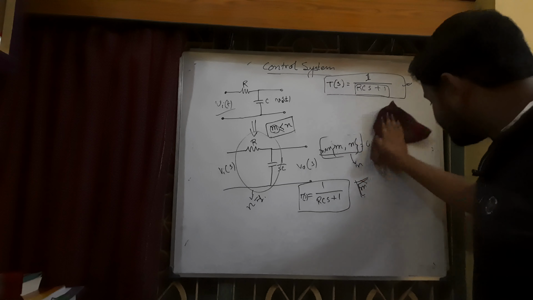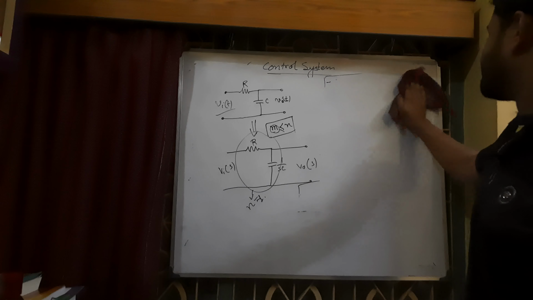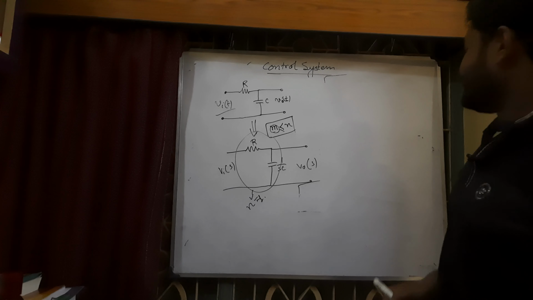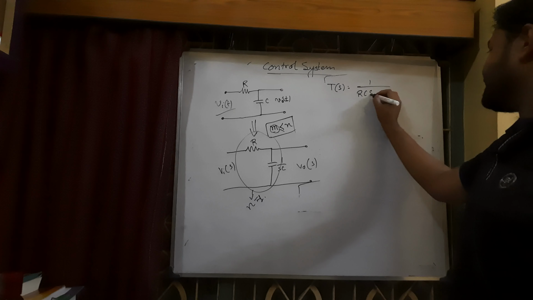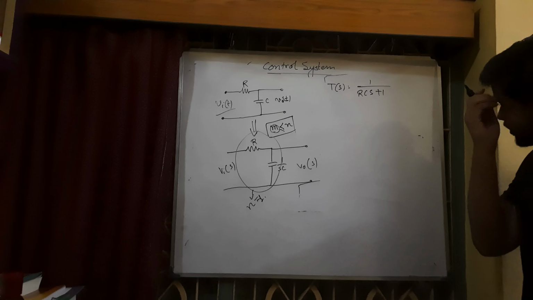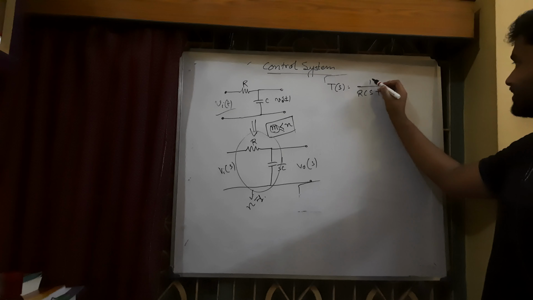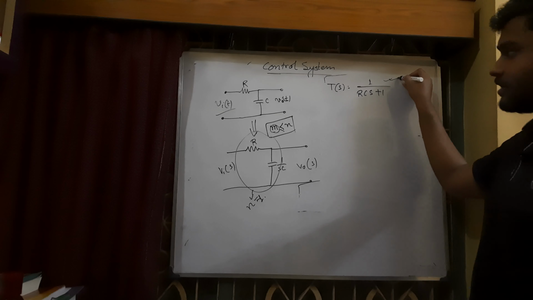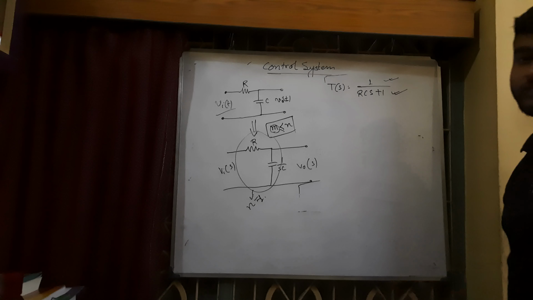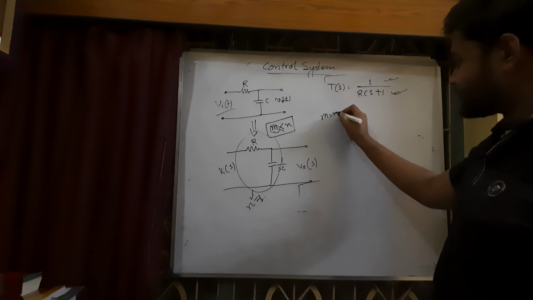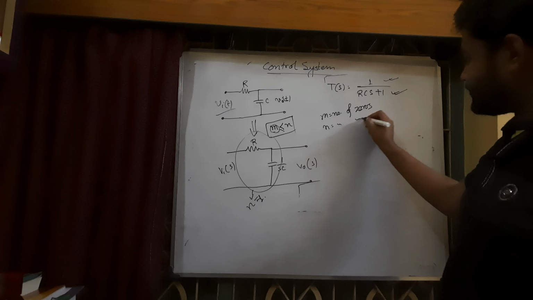now there is another observation. What is that observation? Let me write it here again. Transfer function T(s) equals 1 by RCs plus 1. Look, there is no zero of the transfer function, and there is one pole of the transfer function. Obviously m is the number of zeros and n is the number of poles.